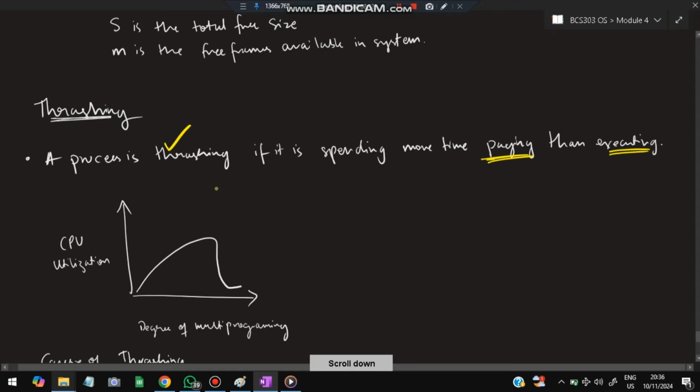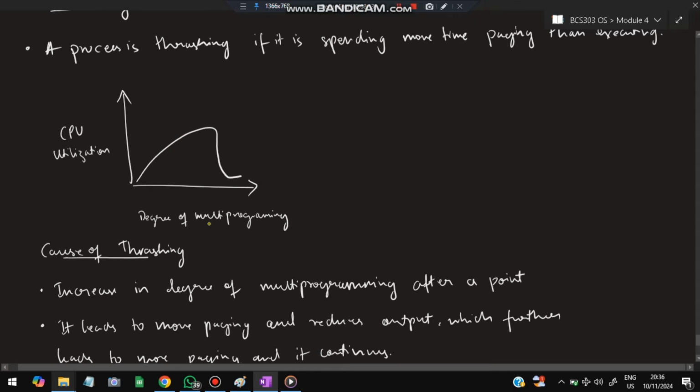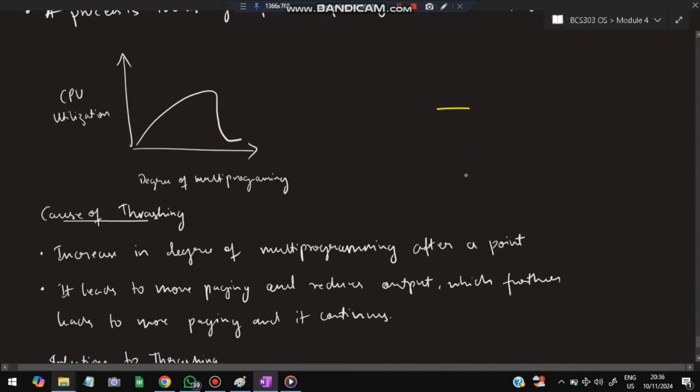Now how does thrashing happen? The cause of thrashing is mainly increasing the degree of multiprogramming, putting more and more programs into the same system. After a point it will backfire, CPU utilization will become less and thrashing will become more. As more and more programs come, more pages are required to store them. It spends more time handling the paging than actually continuing the execution. So it leads to more paging and reduces the output, which further leads to more paging and it continues.